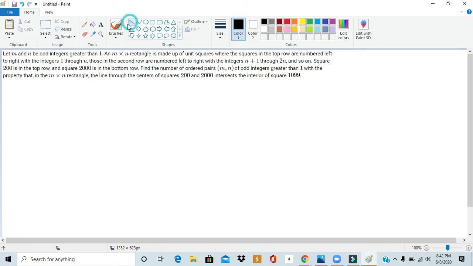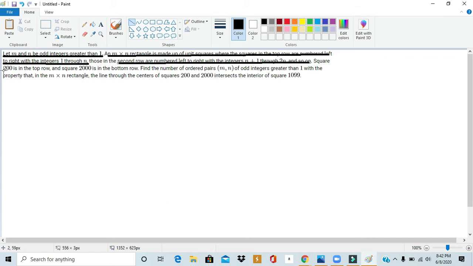Let's first start by reading the question. Let m and n be odd integers greater than 1. An m by n rectangle is made up of unit squares whose squares in the top row are numbered left to right with integers 1 through n. Those in the second row are numbered left to right with integers n plus 1 to 2n, and so on. Square 200 is in the top row, and square 2000 is in the bottom row. Find the number of ordered pairs m and n of odd integers greater than 1 with the property that in an m by n rectangle, the line through centers of squares 200 and 2000 intersects the interior of square 1099.